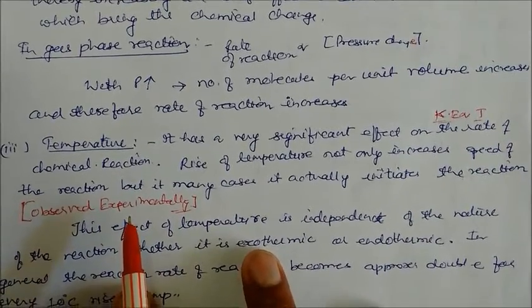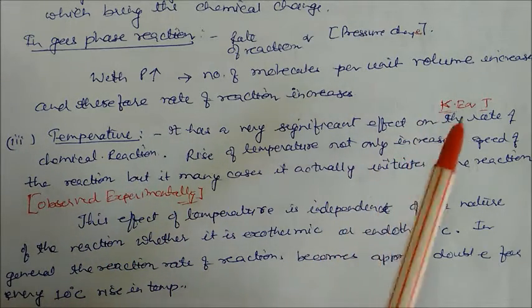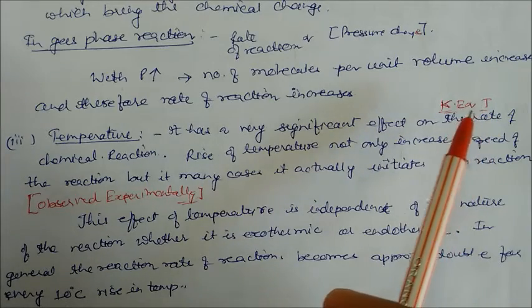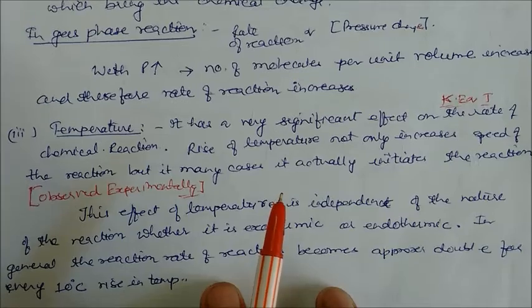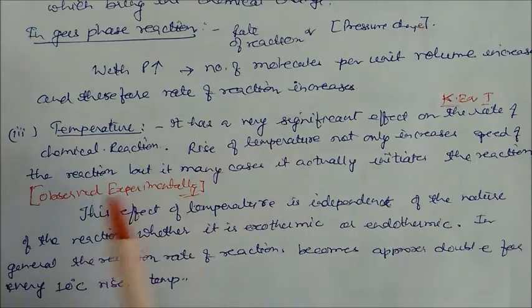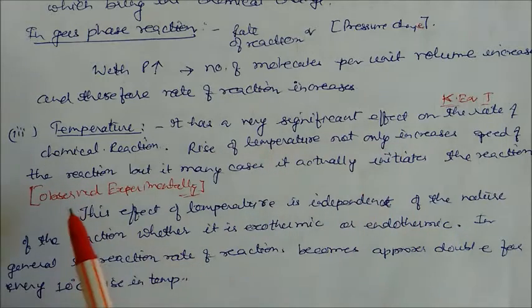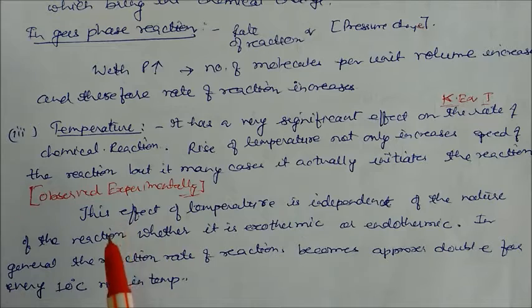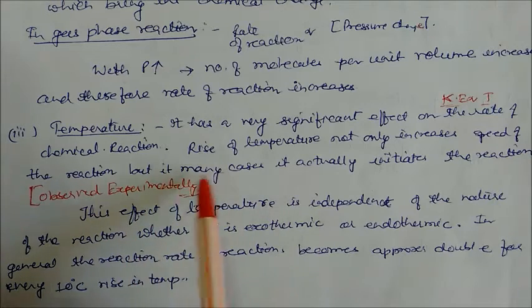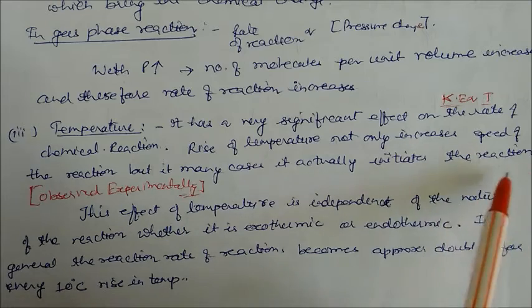The next factor is temperature. Temperature plays a very important role in the rate of reactions, because we know that the kinetic energy of the gas molecule is proportional to the absolute temperature. If your temperature increases, then the kinetic energy of the molecule also increases. So it has a very significant effect on the rate of chemical reaction. The rise of temperature not only increases the speed of the reactions, but in many cases it actually initiates the reactions, which is observed experimentally.